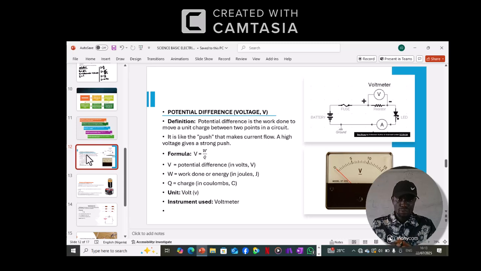If the rate of flow is slow, it means the pressure is not much. But if the rate is high, it means there is more pressure to cause the charges to flow from one part to the other in the circuit. So we are going to look at that in our next class.